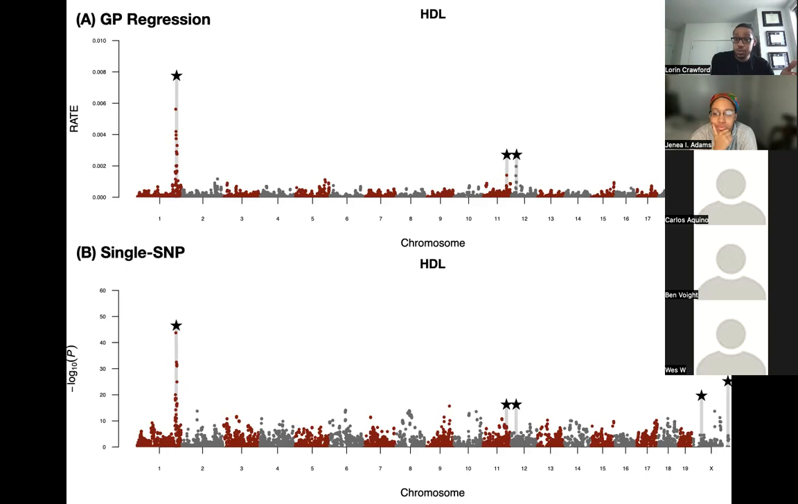validated in external studies. And you can see there are certain areas, like on chromosome one, where there's a nice agreement between what the GP identifies and also what the single SNP model identifies. But there are other areas, for instance on chromosome 11 and 12, where non-additive variation has been identified as playing a large role in these traits that the single SNP model just misses. Okay? So there is some notion here that the GP is really nice.